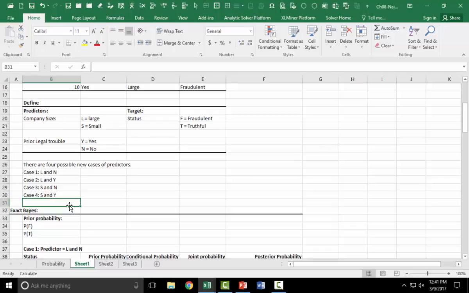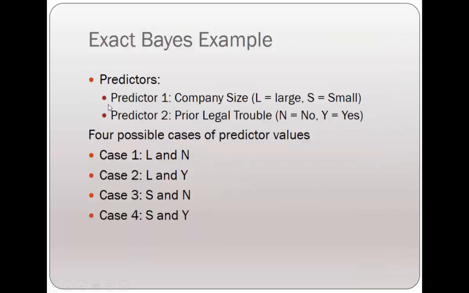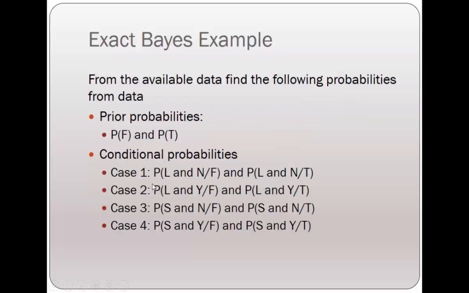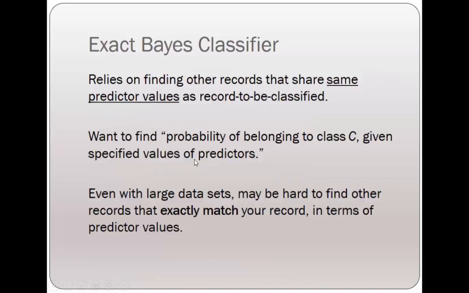Which means that we have to do 4 different computations. For each predictor profile, you have to develop a Bayes theorem computation. So let's look at the PowerPoint file. So we have 4 different predictor profile cases. So now we have to have prior probabilities and conditional probabilities, and then you multiply and apply the 4 different cases of Bayes theorem, then we'll have the probability.